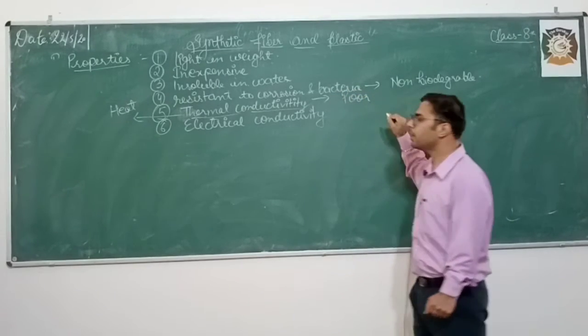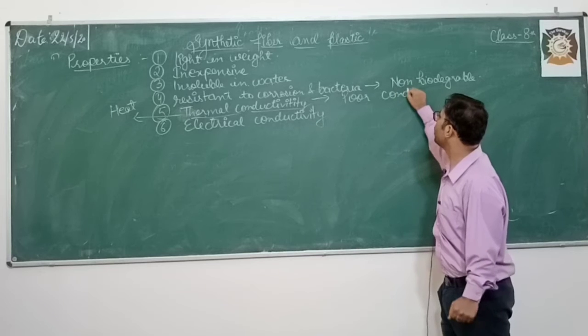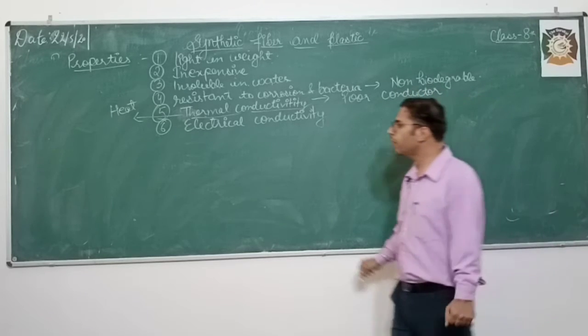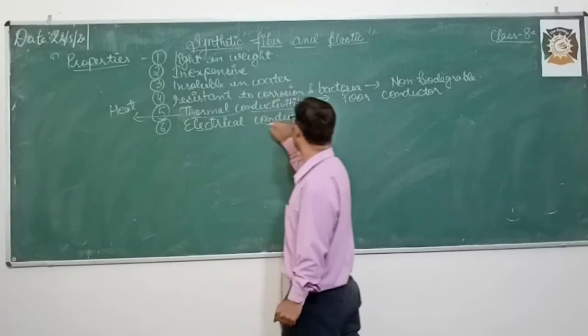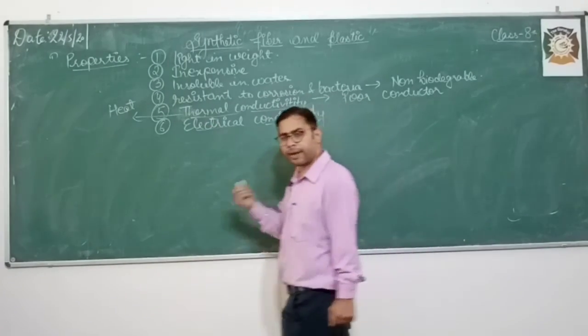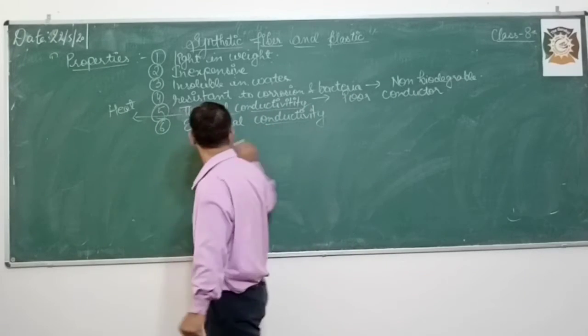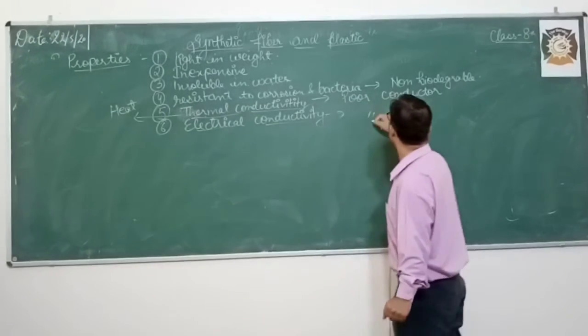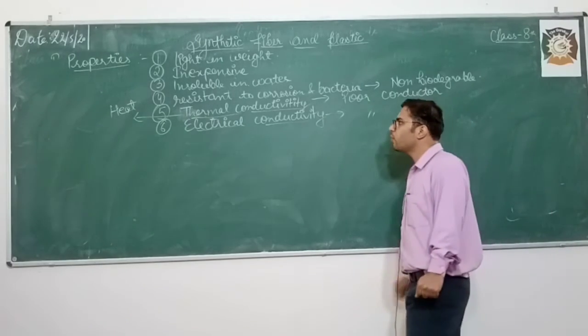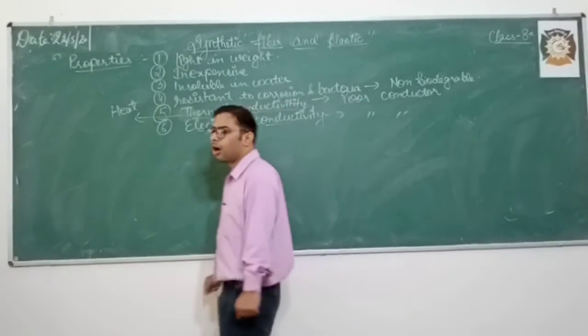What it means is that they do not allow heat to pass through them, so they are poor conductors of heat. Similarly, electrical conductivity means whether a material allows electricity to pass through it or not. So plastic is also a poor conductor of electricity. In this way, these are some of the properties of plastic.